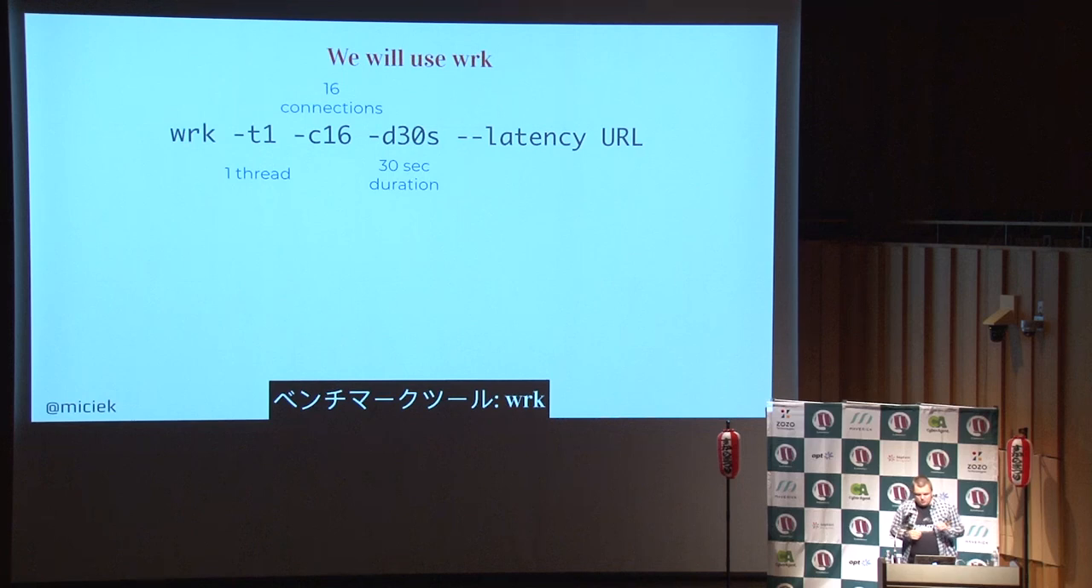The URL. What this command line does: one thread is used, 16 connections are used, and during a 30 second duration, WRK is hitting with as many requests as possible in those 30 seconds. So it's a real load test on our application. And then it presents some statistics about the performance characteristics of the service. And dash latency also prints a nice latency report, because we need latency.